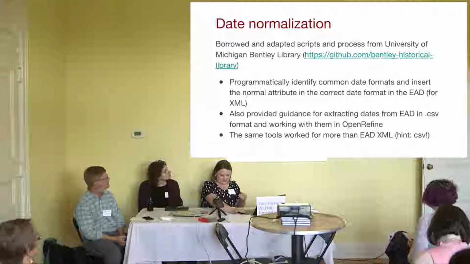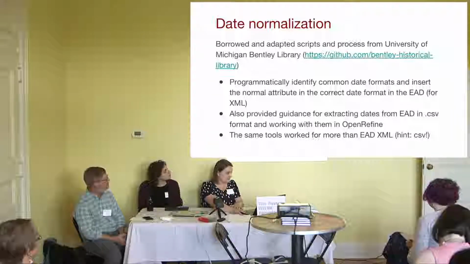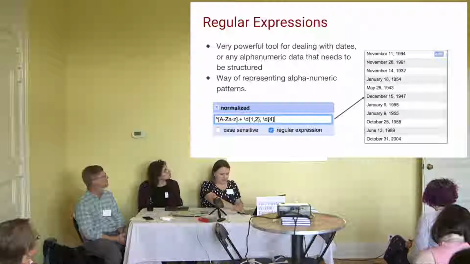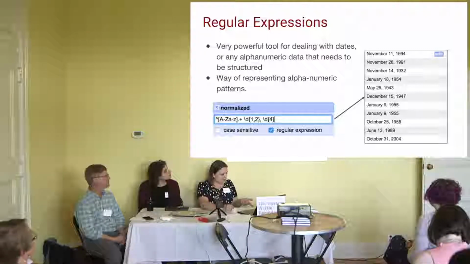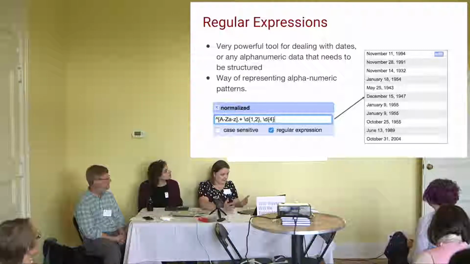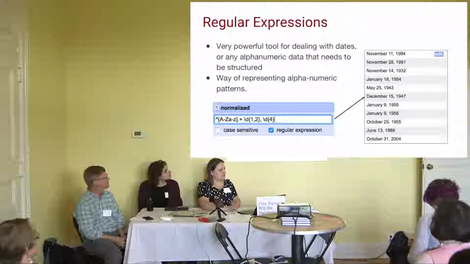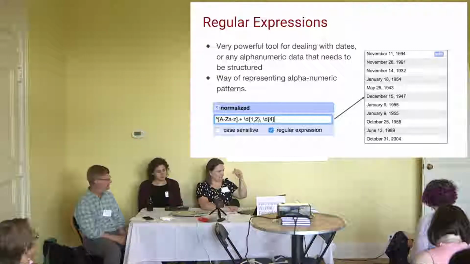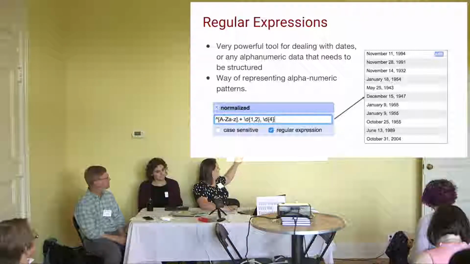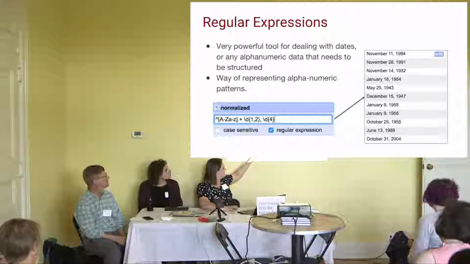So the big tool in OpenRefine for dealing with dates and normalizing them was regular expressions, which Celia mentioned briefly. They are a way of representing alphanumeric patterns that in this case we could use for sophisticated find and replace operations. So once again, if you go to that arrow at the top of a column and get that menu, if you hit text filter, you can then get a little text box, and if you click regular expressions, you can enter a regular expression.